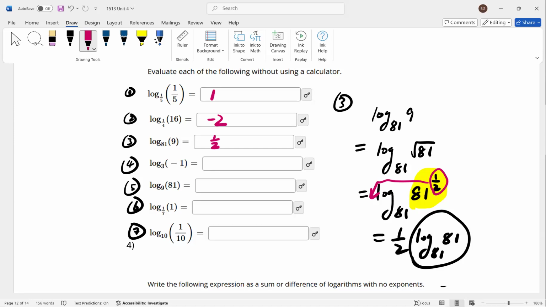Nobody wants to, what do you think? Log with base 3 of -1. We don't need to use any formula, by the way. Do you notice something wrong? Log with base 3, argument is -1.